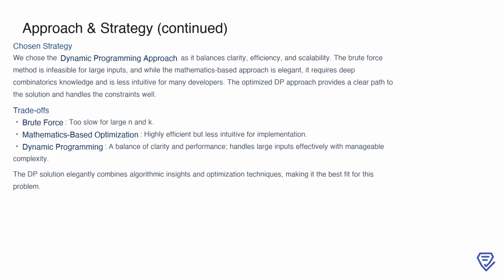The optimized dynamic programming solution offers a clear and systematic way to tackle the problem. It efficiently handles the constraints of the problem while remaining accessible to a wider audience. By combining algorithmic insights, such as state representation and prefix sum optimizations, the DP approach emerges as the most practical and elegant solution. This makes it the best fit for solving the problem at scale, without sacrificing clarity or performance.